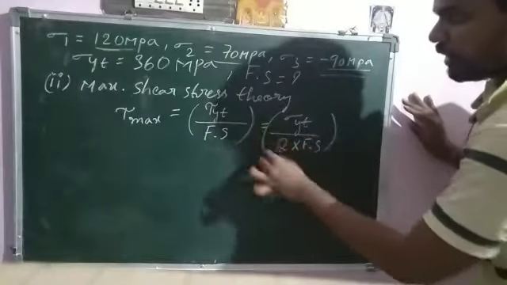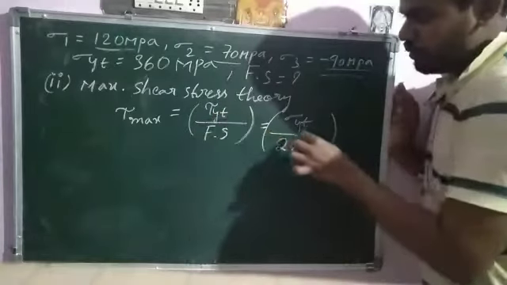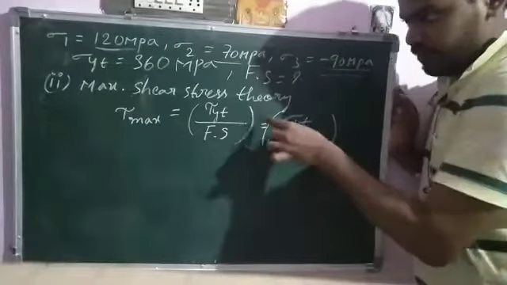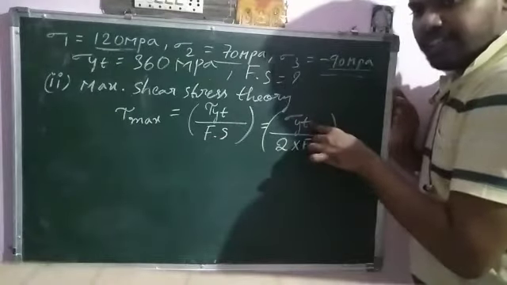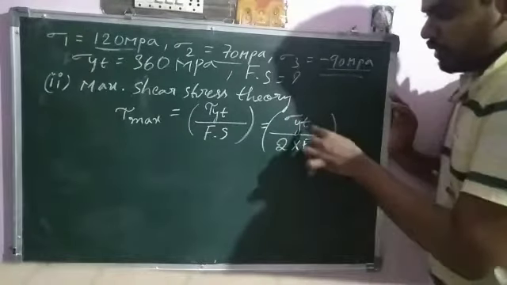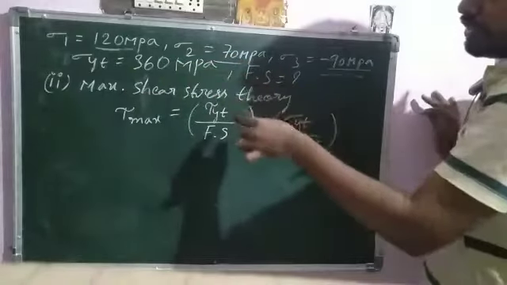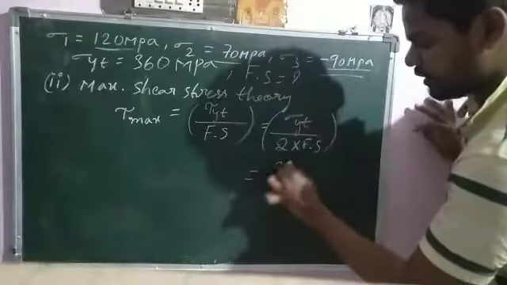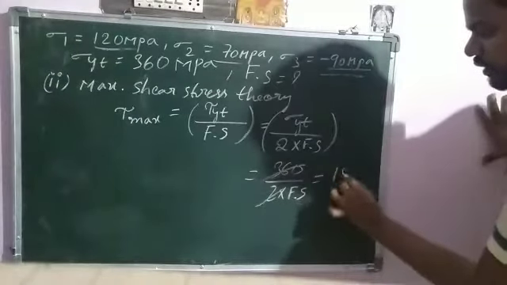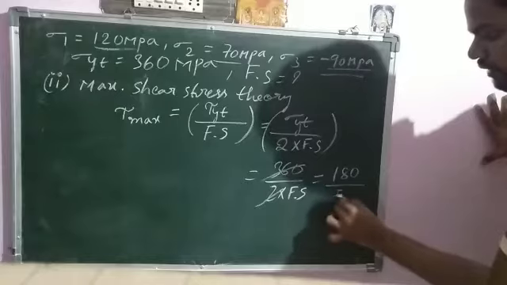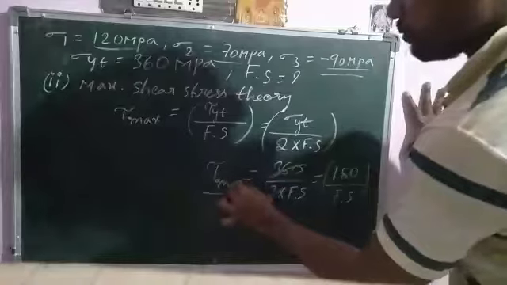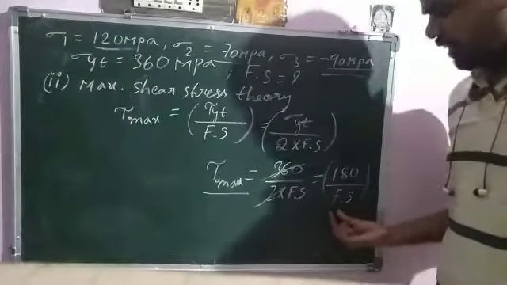It means the shear yield strength is equal to half of the yield strength: tau yt is equal to sigma yt by 2. Here sigma yt is already given as 360. So 360 divided by 2 is 180, divided by factor of safety. What about tau maximum? If we know this tau maximum, we can calculate the factor of safety.